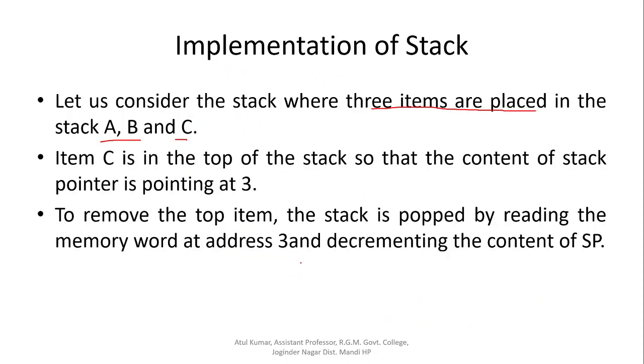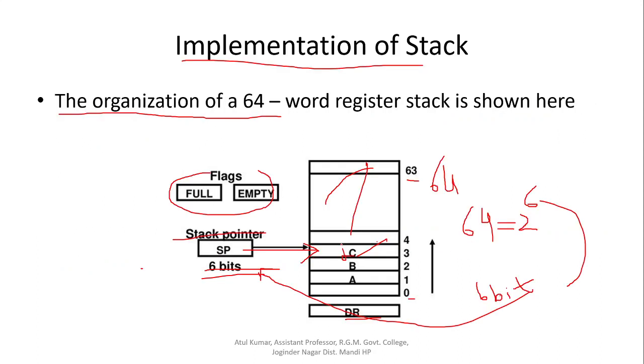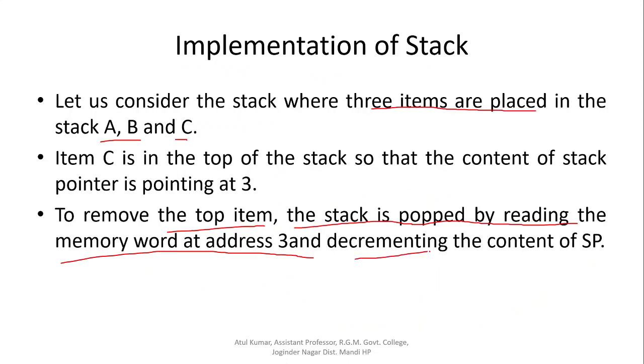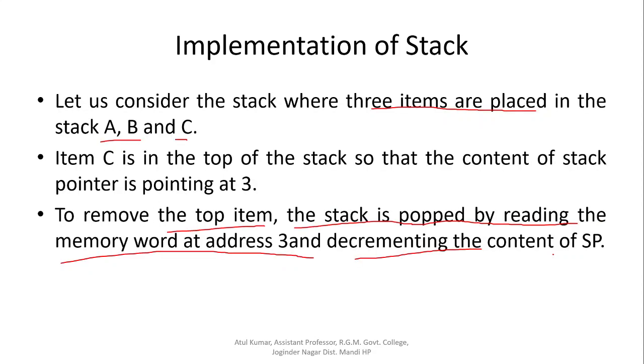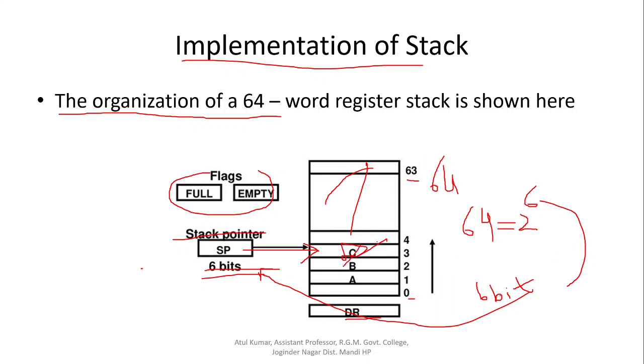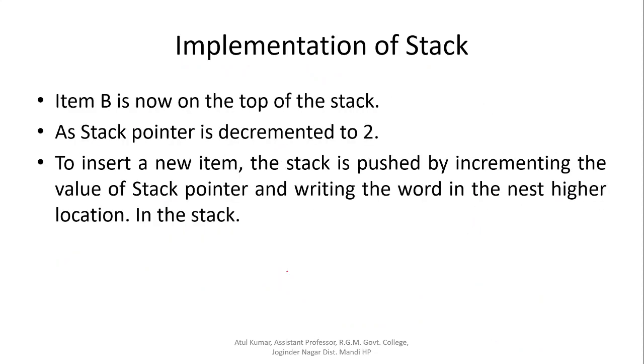To remove the top item, the stack is popped by reading the memory word at address 3. Firstly, we have to read this item, and then the stack pointer is decremented. So item B is now the top when item C is removed. The stack pointer now points to item B, and item B is the top of the stack. The stack pointer is decremented to 2.